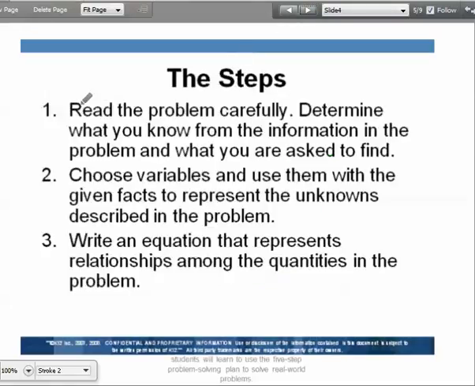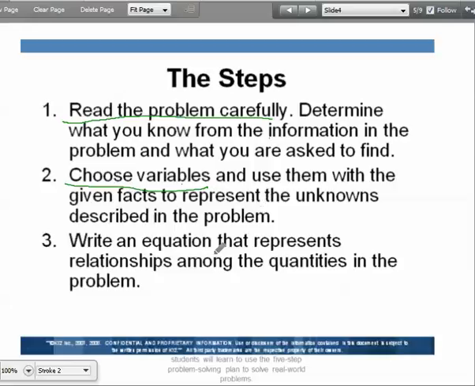Step one, read the problem carefully. Determine what you need to know from the information in the problem and what you're asked to find. So make certain you underline the things that you need to know, things that you are asked to find. Choose variables. If you need to know something, assign a variable to it so that you can then use the rest of the problem to add to that variable or subtract from it.